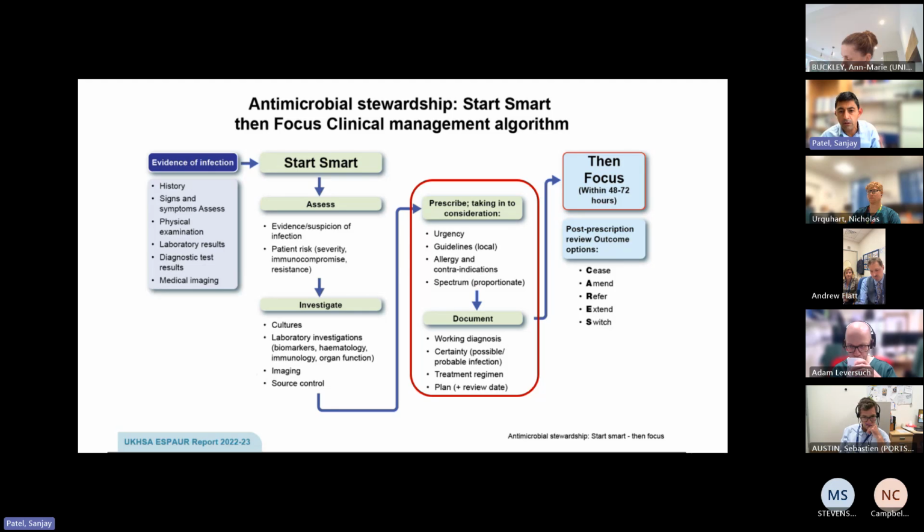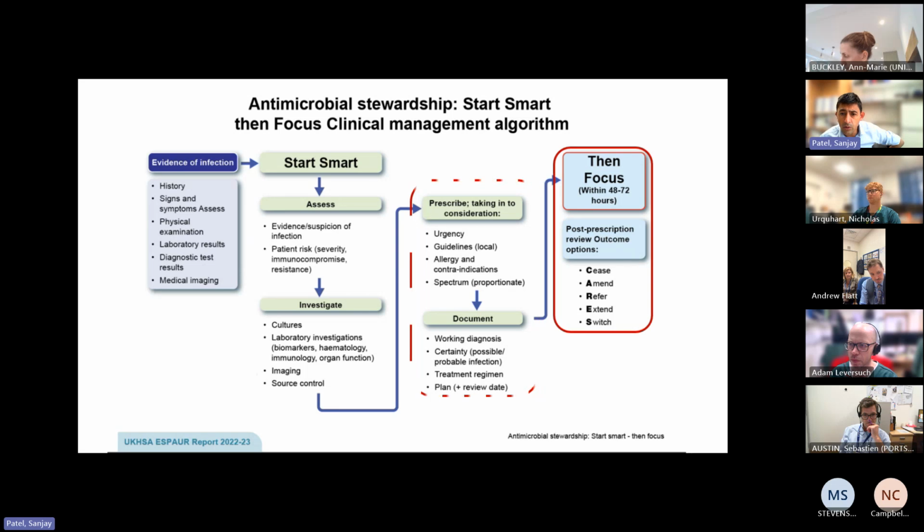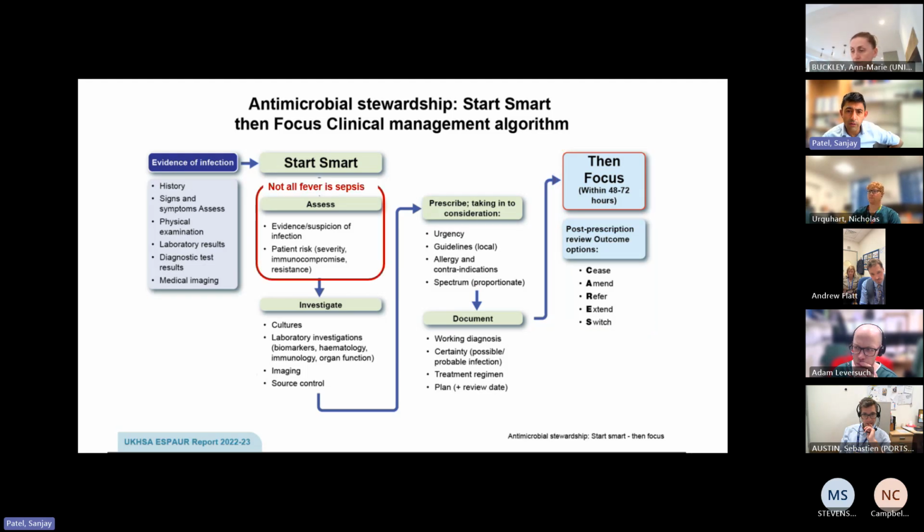But we're then going to move on to talking a bit about diagnostics and diagnostic stewardship, a bit about the process of prescribing, breaking it down into how quickly, use of guidance. We will talk a bit about allergy, because I think allergy does have a big impact on AMR, and a bit about spectrum again. And also the importance of how one documents things when it comes to the next person seeing the patient. And then we'll talk a bit about the focus bit, and this is really going to speak to IV to oral switch as well as other bits and pieces. So yeah, not all fever is sepsis.